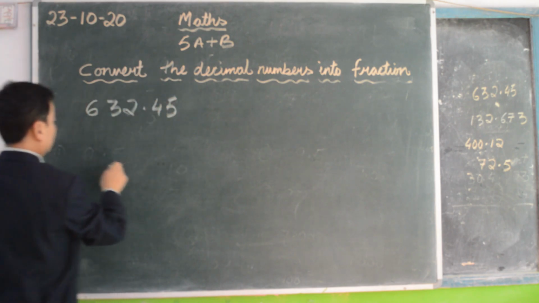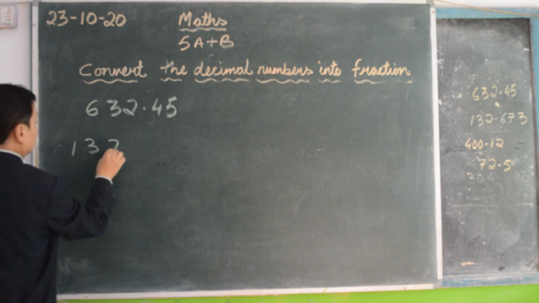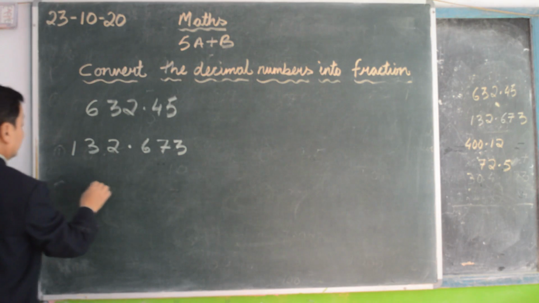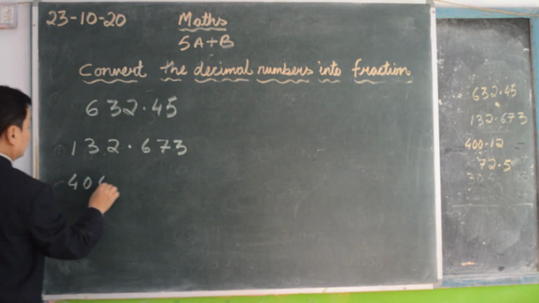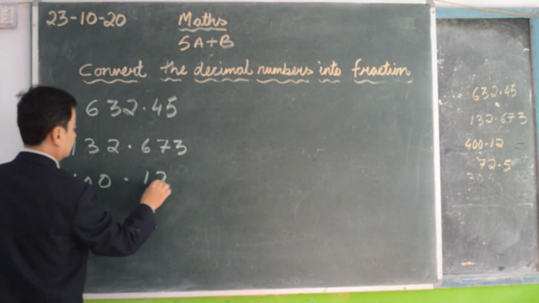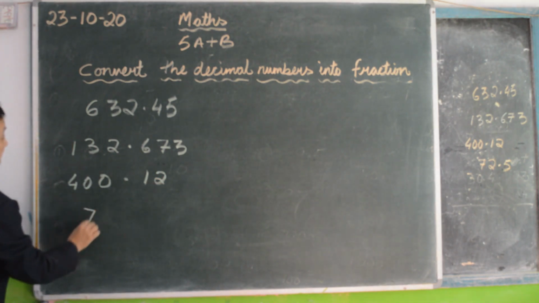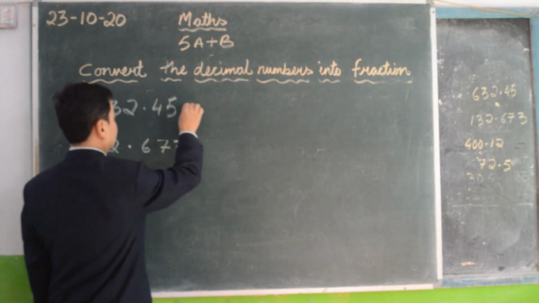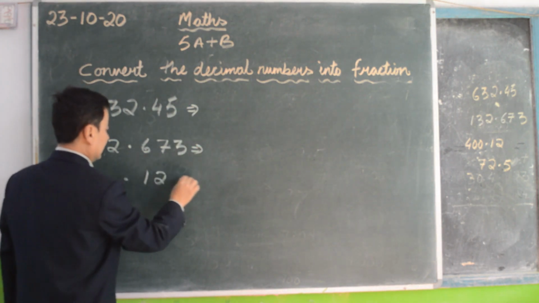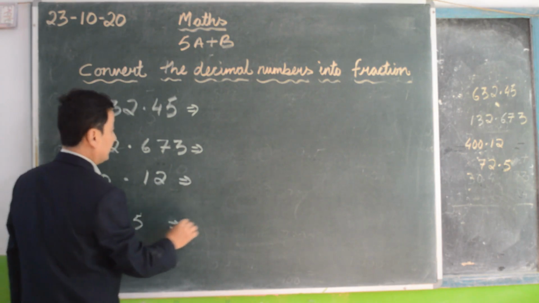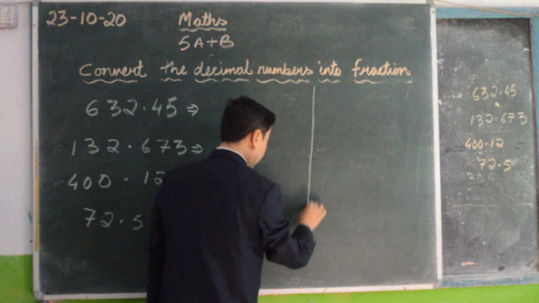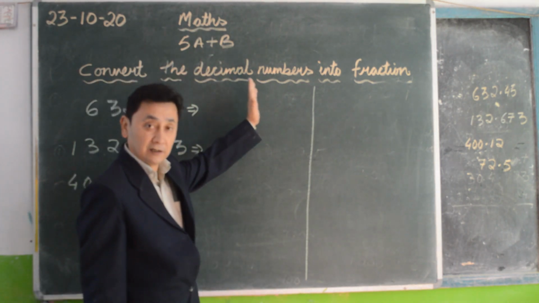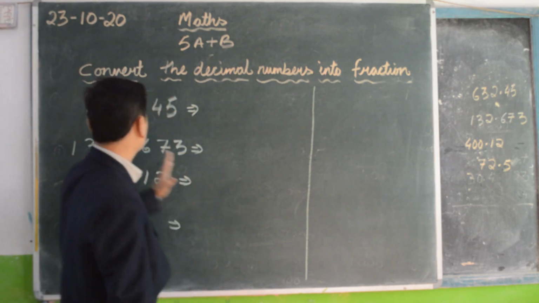632.45. 132.673. 400.12. 72.5. So let's put an equal sign and let's start doing a sum. Are you ready? Okay, then let me draw a line to make it clear, as we are going to convert into improper, then mixed. Ready?